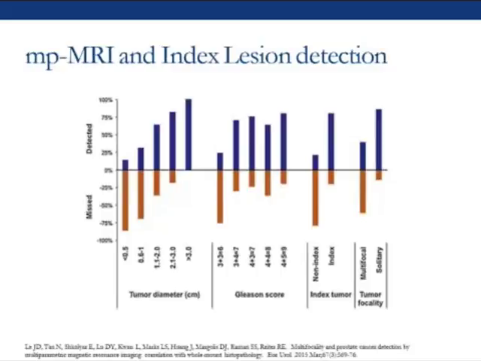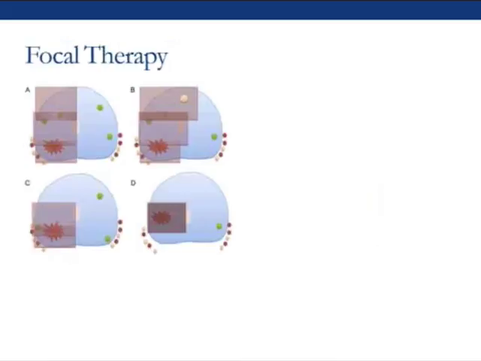And then when looking at the index tumor, I think this is key to note because this is a limitation of prostate MRI: you pick up about 80% of the index lesions, but you miss 20%. So we're not there yet with finding all these index lesions on MRI. So focal therapy, we just briefly touched upon the whole concept of how focal therapy could work, particularly if you're treating the significant cancer and ignoring the secondary lesions.